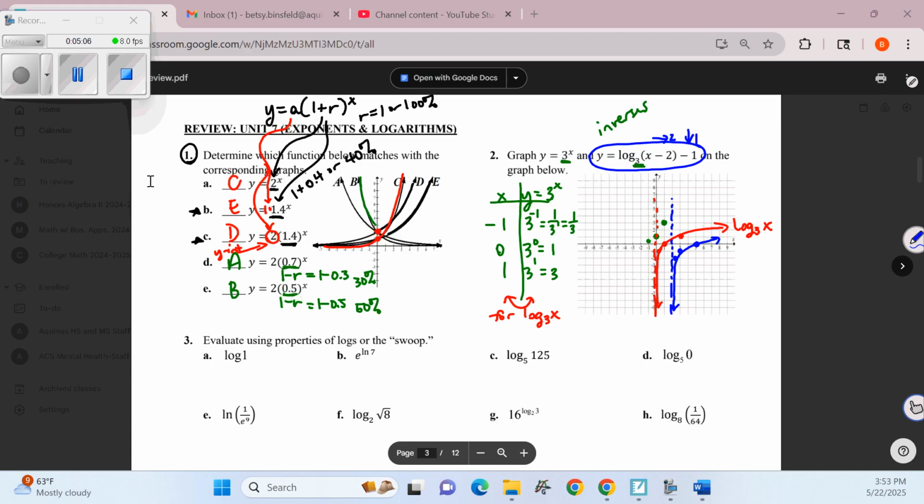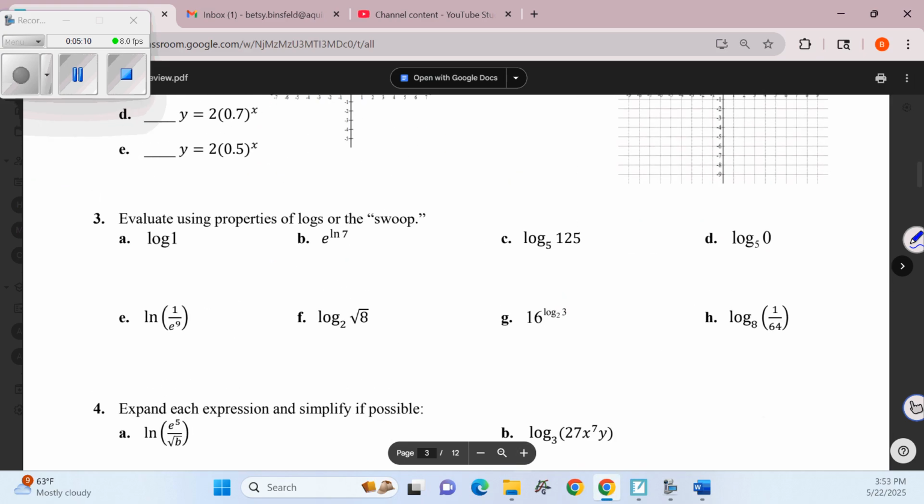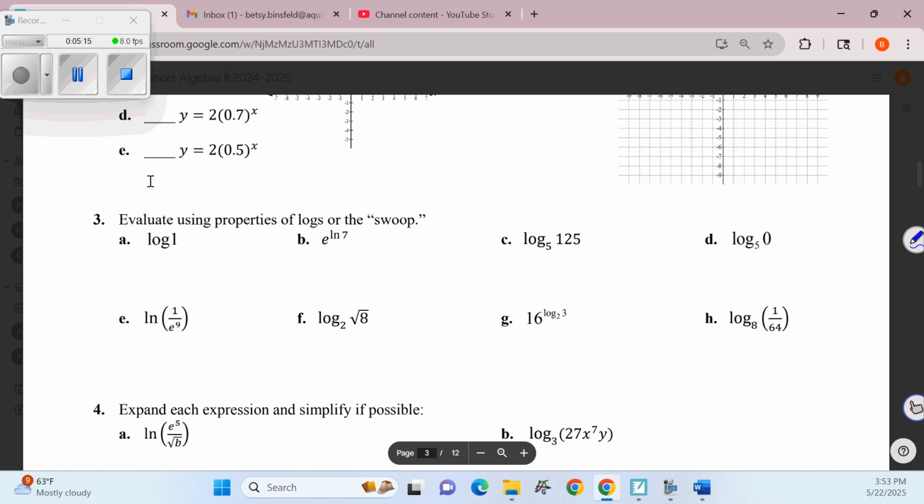Okay, let's take a look at number 3. This is using properties of logs, or you can swoop in some of these. Right, you get a calculator on the final. Log of 1, if it doesn't show a base, is a base 10. That's our common log. So I'm going to show you why your calculator is going to come up with a different value here, right?